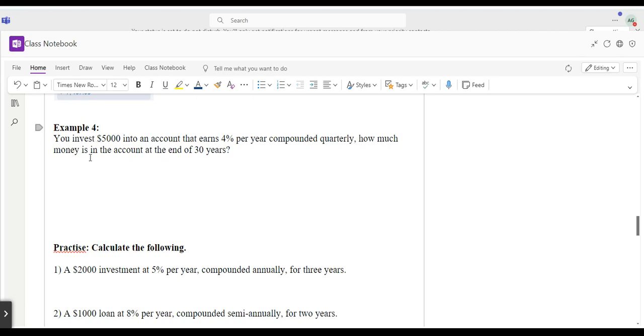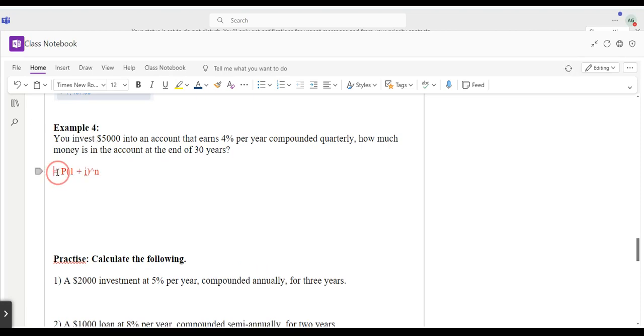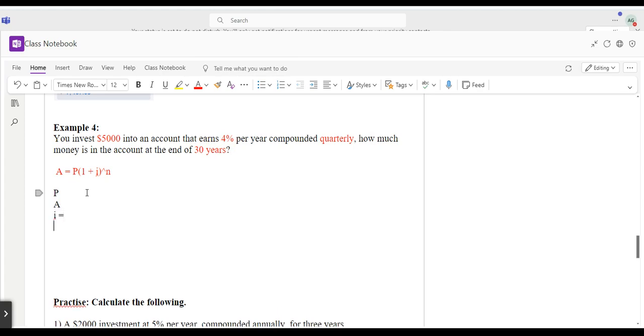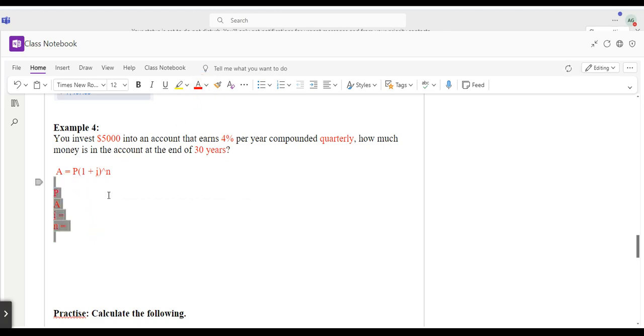So for this one here, again, we're going to use the same formula from before. A is equal to P times (1 plus i) to the power of n. Now, we'll highlight our key pieces of information. This $5,000, it is 4% per year, compounded quarterly, and we want to know at the end of 30 years. So we will write down our PAIN, the acronym.